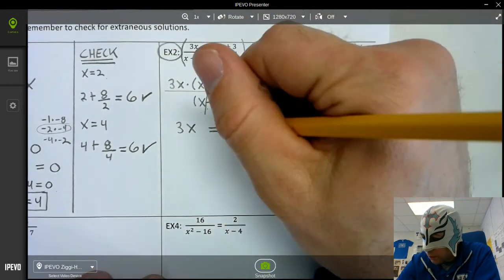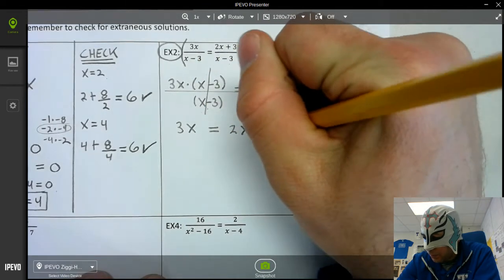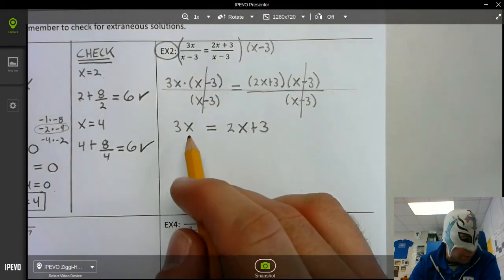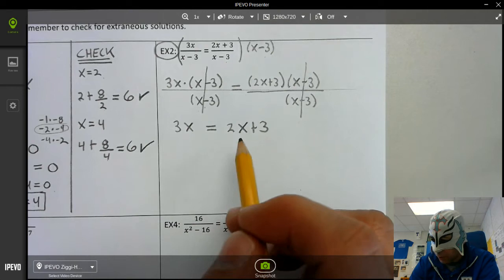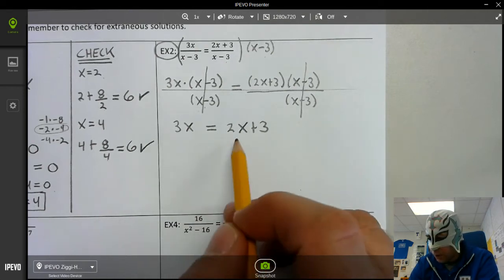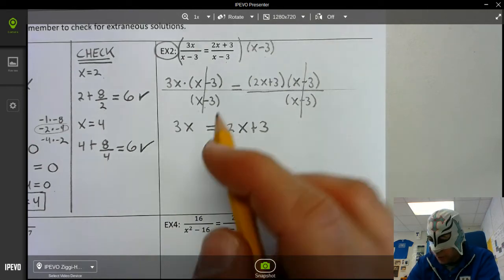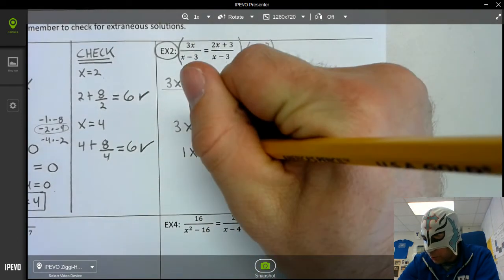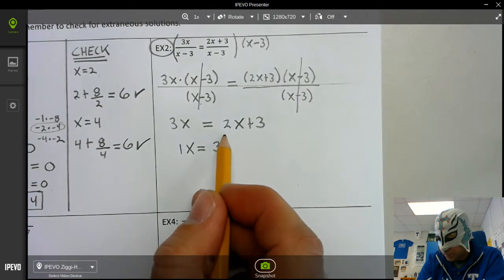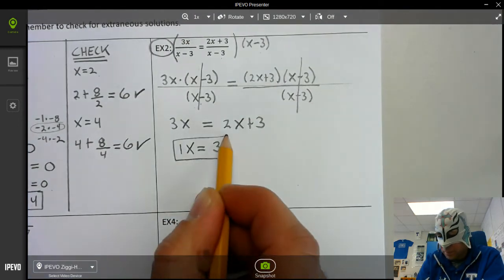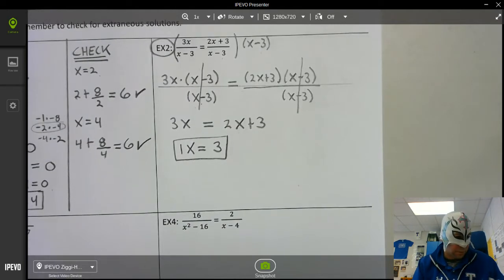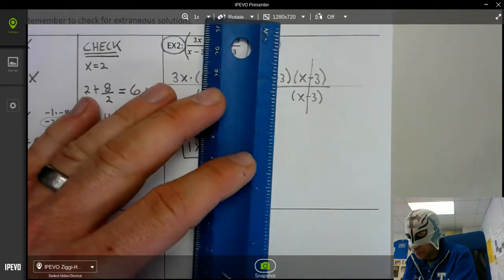equals 2x plus 3. Now we see that we're in step 4, solve the equation, and we see that it's linear. So step 5 says in linear to put the variables on one side and the numbers on the other. So we're going to subtract 2x from both sides. So 3x minus 2x is 1x. So you get 1x equals 3. All right, and then let's check.